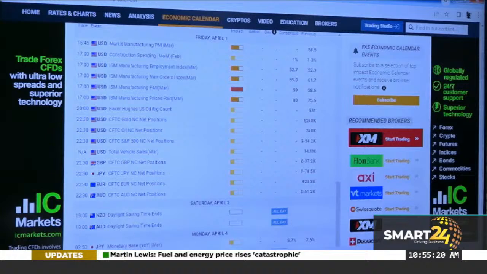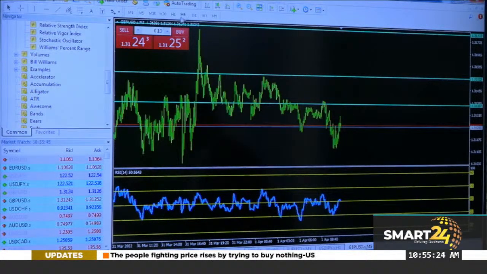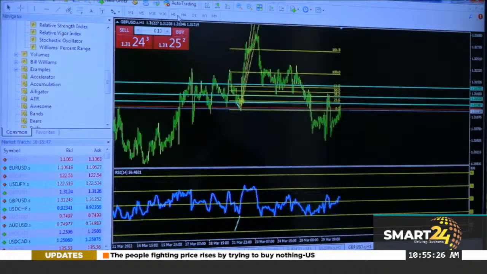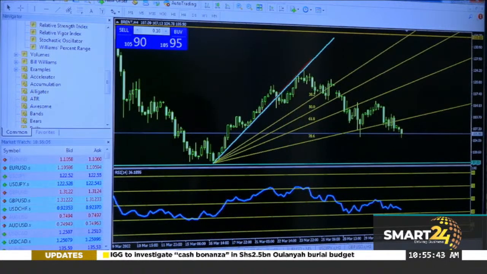So yeah, let's look at some charts briefly. This is GBP USD, still in some kind of a range market on the 1 hour chart. But non-farm payrolls is really going to provide you with some good volatility there. Let's take a look at some simple charts first before we go to these others.